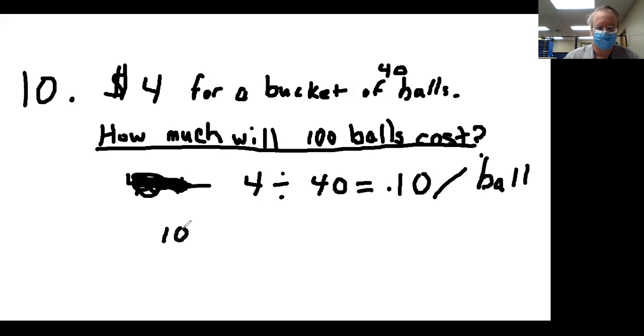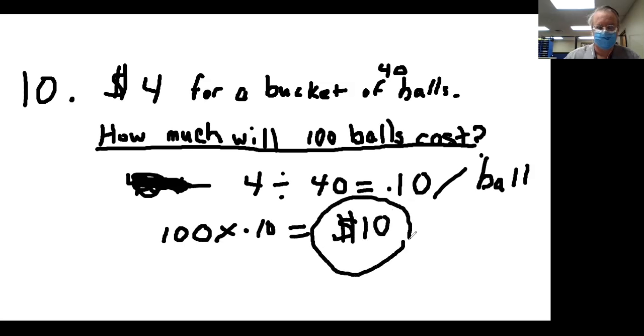Well, 100 times 0.10. Okay. $10. That's the answer. This is unit cost: $4 divided by number of balls, 40, equals 10 cents a ball. So it wants to know how much 100 balls will cost. Well, 100 times 10 cents equals $10.